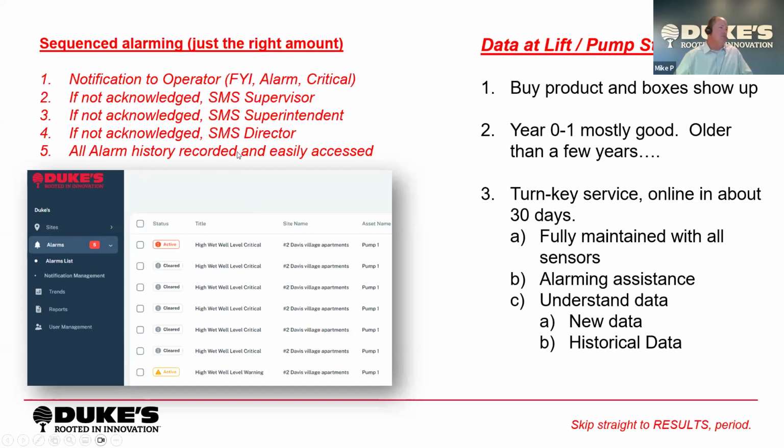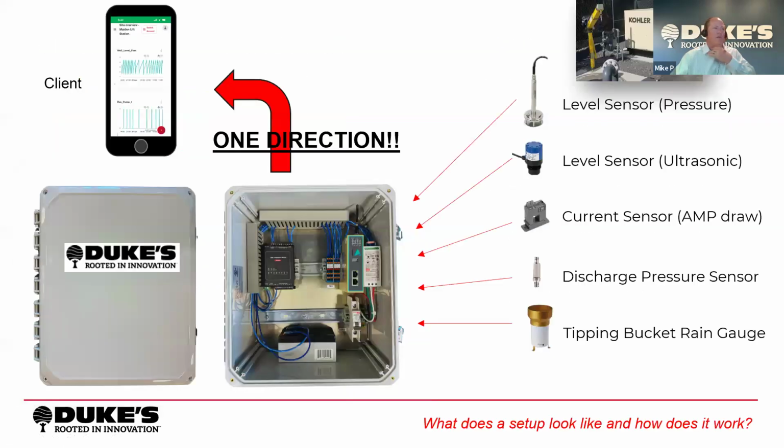All the alarm history is recorded from the very beginning, very easily accessed with a couple of clicks. Pull up the site, click on the alarm tab over there, and boom, there it is. So it's a critical piece to it, and to any of this telemetry is alarming, even the flow monitoring.